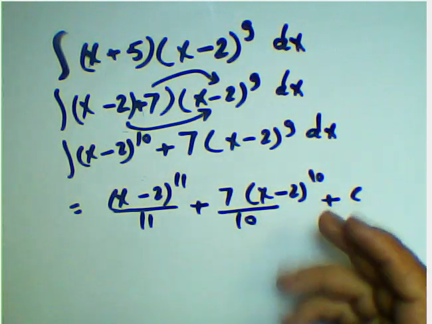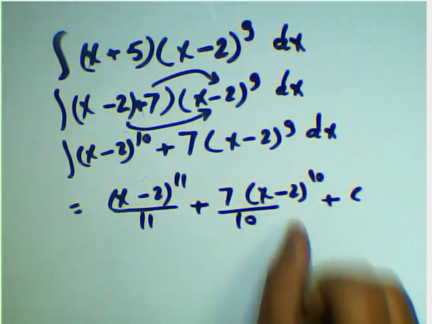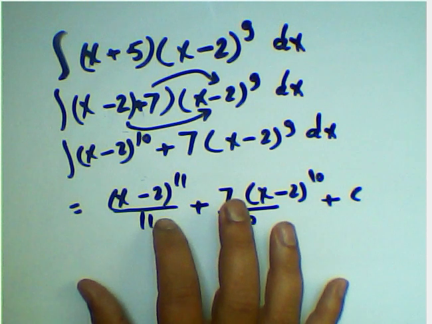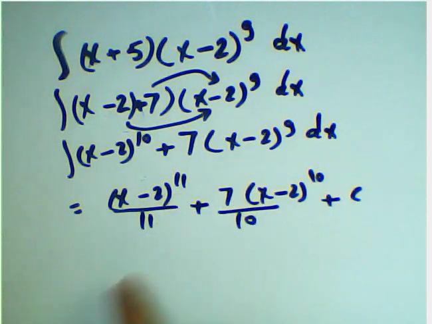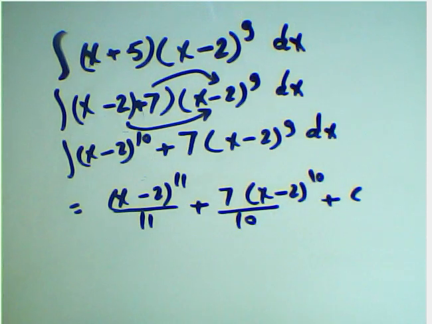We must add 1 to the power and divide it by the new power, and by the derivative of this function. Since the result will be (x minus 2) all to the power 11 over 11 plus 7 over 10 multiplied by (x minus 2) all to the power 10 plus constant.